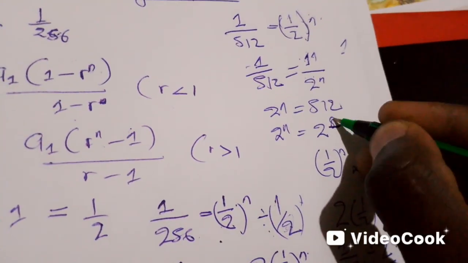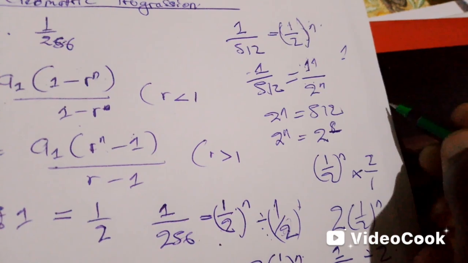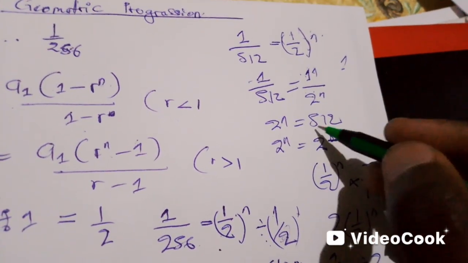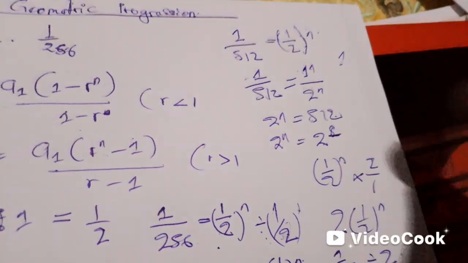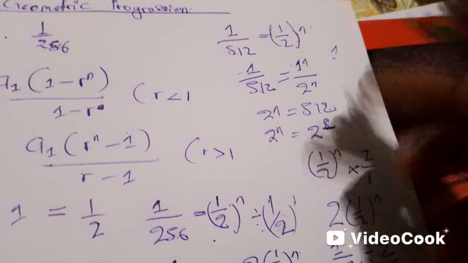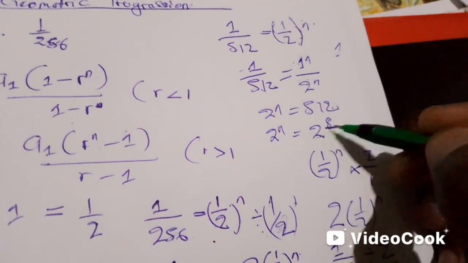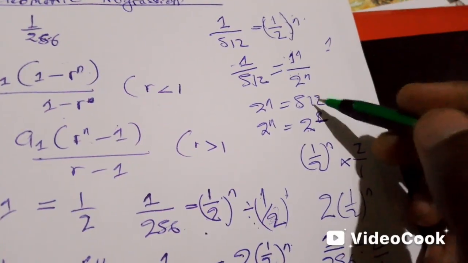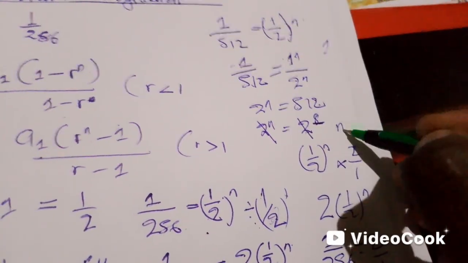So when you say 2 times 2 times 2 times 2 up to the power 8, you're going to find that your answer is going to be 512. The rest you can try on the calculator, but just know that 2 to the power 8 is equal to 512. So in this case, the bases can cancel, and we're going to have the powers: n is equal to 8.